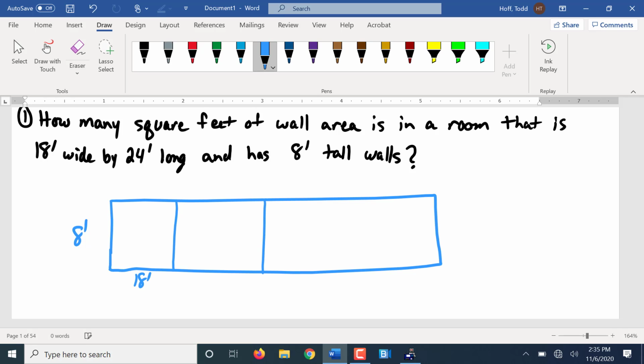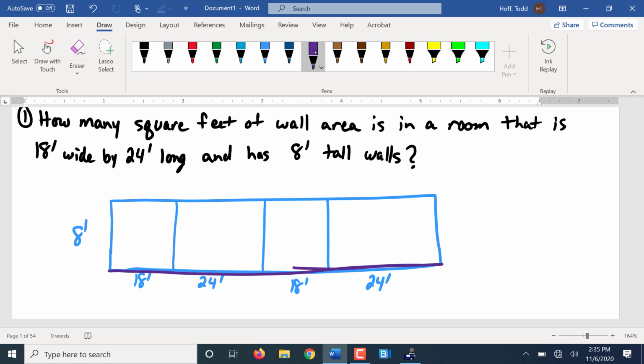We've got 8 feet, 18 feet, 24 feet, another 18 feet, and another 24 feet. Obviously, I'm not drawing to scale here. We could find the area of each piece individually if we wanted to: 8 times 18, 8 times 24, and add them all up. Or we could treat it as one big rectangle.